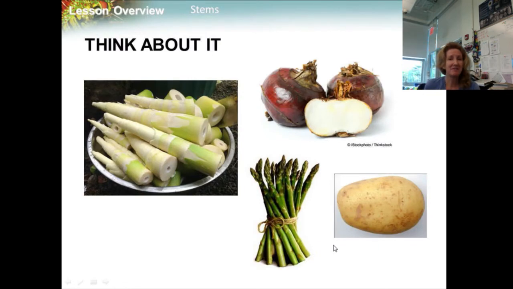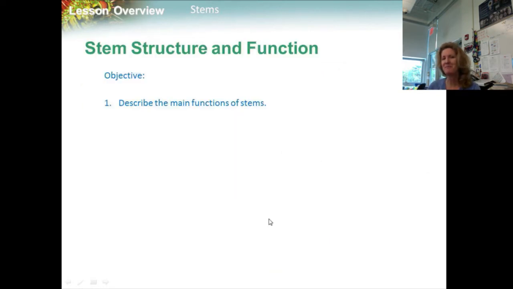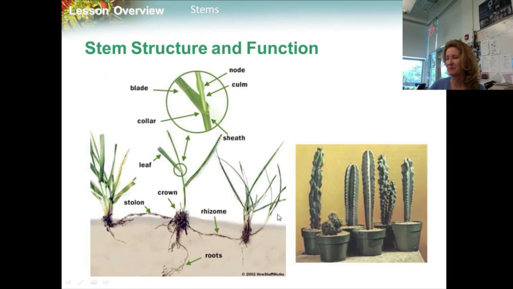While choosing some items on the salad bar, you added some sliced water chestnuts, some bamboo shoots, asparagus, and a potato to your plate. These things all come from plants, but can you think of something else that they might have all in common? They all come from the same part of the plant. Do you have any idea which one? Yes, we're talking about stems. So then our first objective, describe the main functions of stems. So they all are stems.